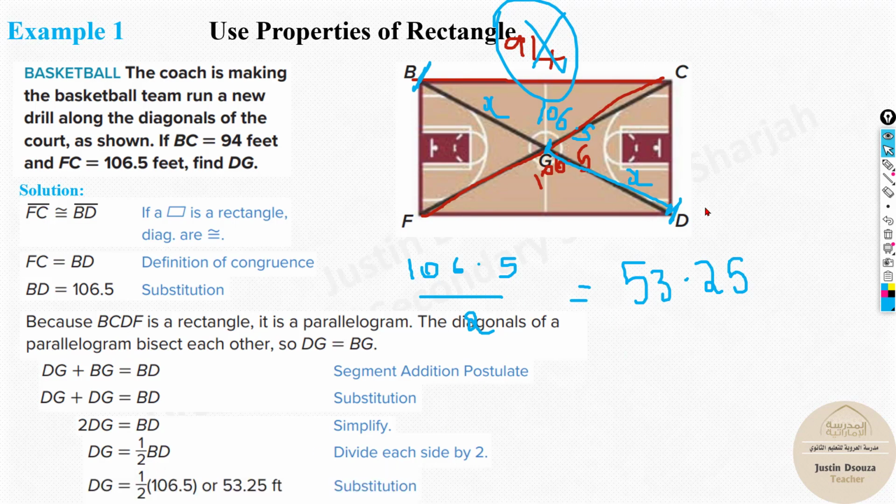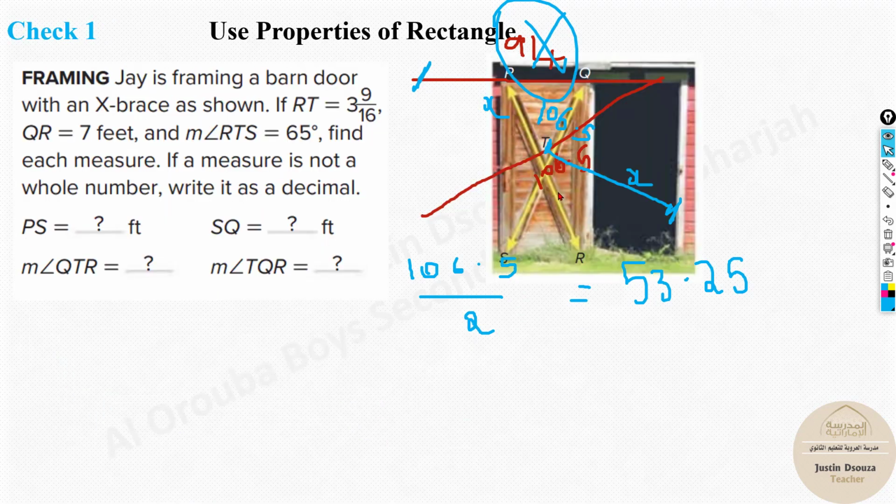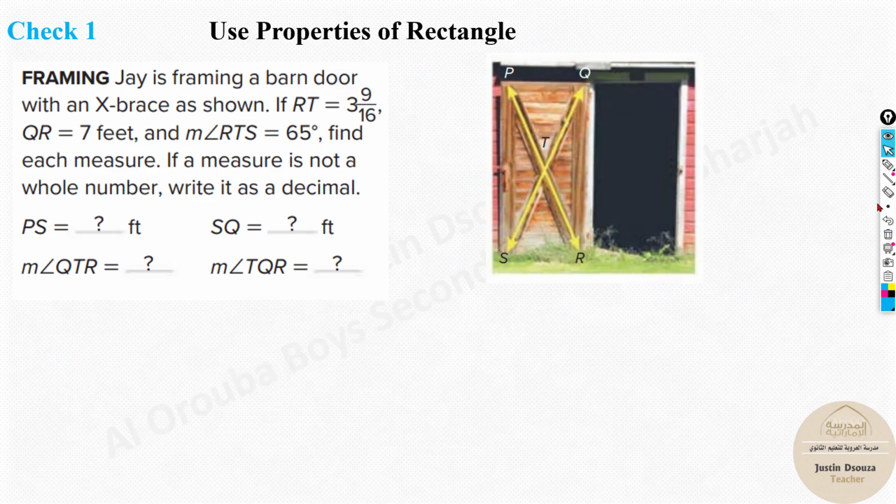So divide 106.5 by 2, you will get 53.25 feet. That is your answer. This is in detail, but you can use just a couple of steps and find the answer. Now here, this is a very interesting problem. Please do pause the video and try how much you can solve.